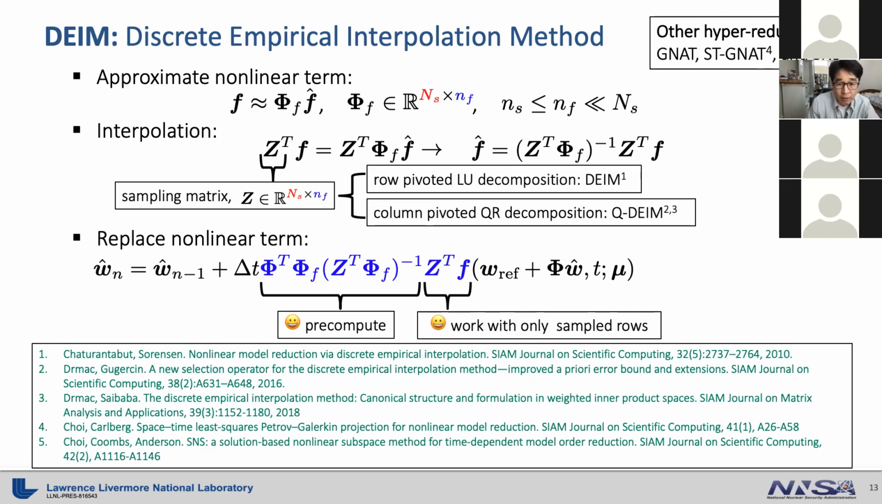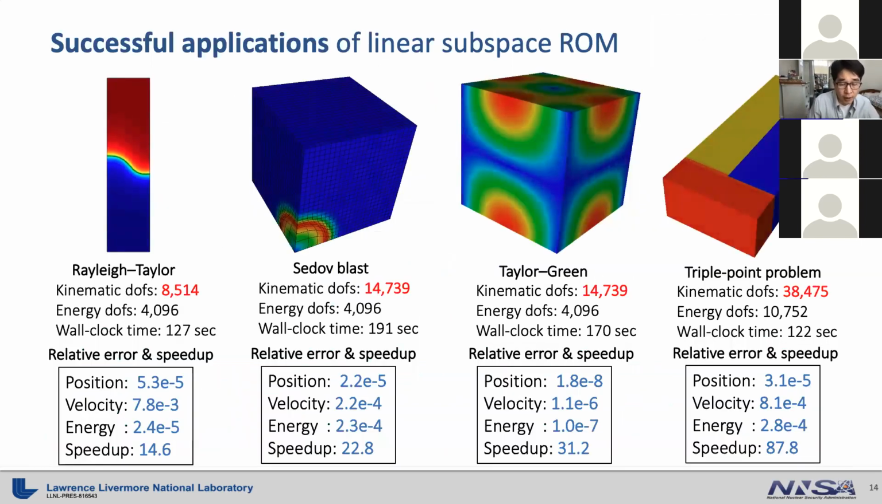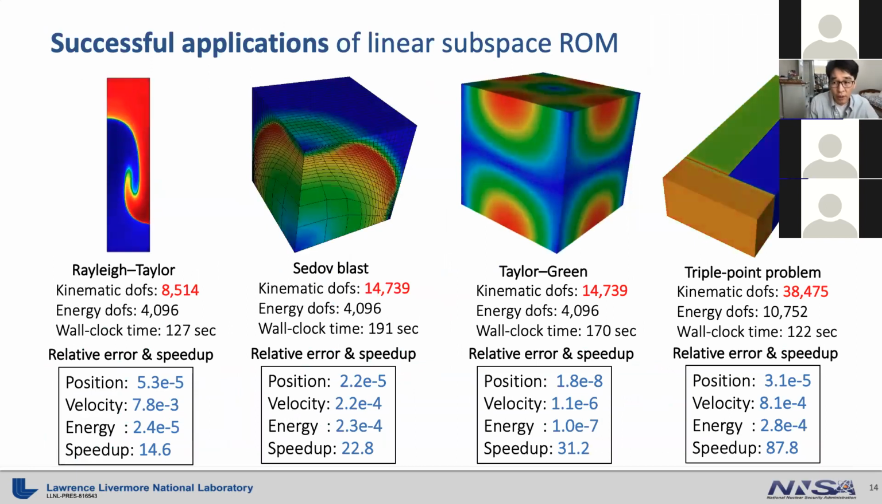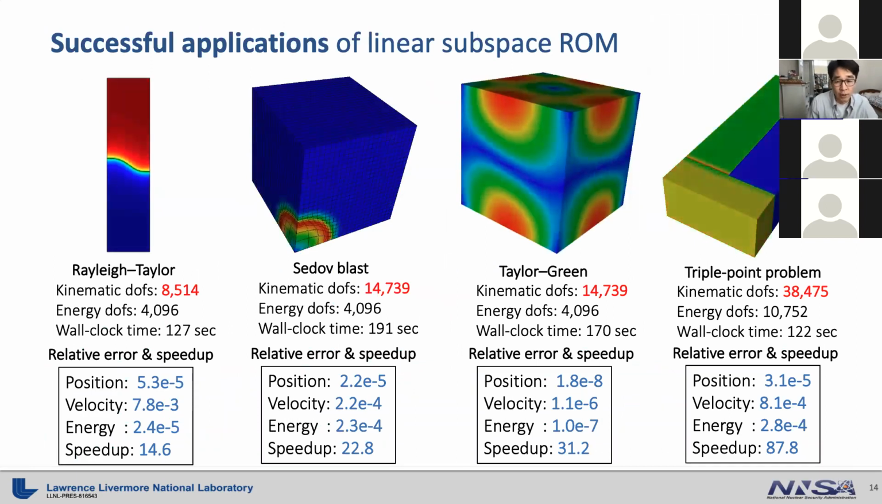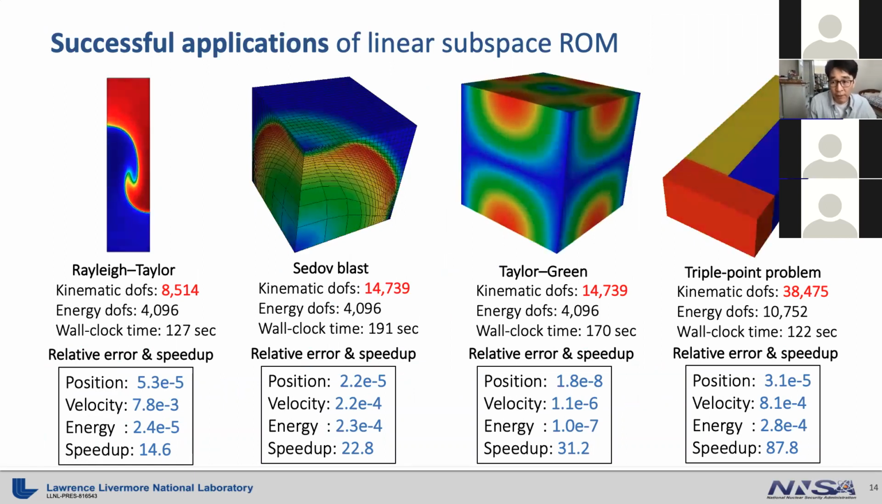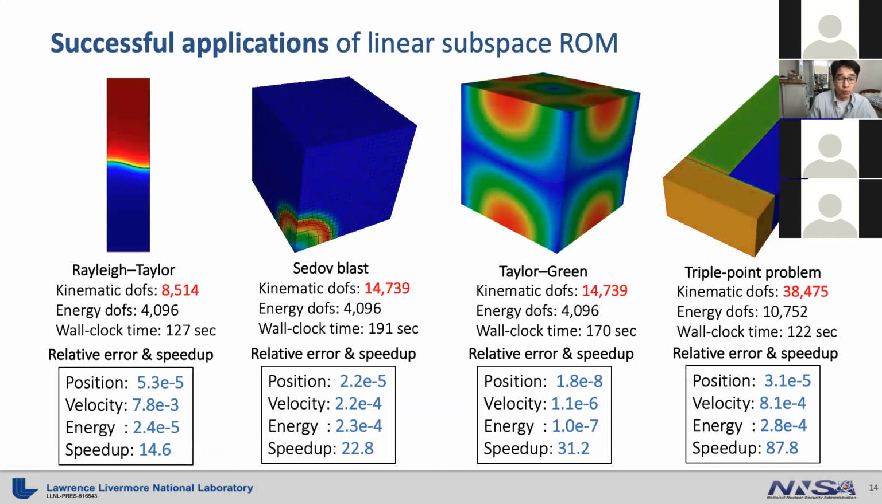Okay, this traditional projection-based linear subspace reduced model can be used to accurately accelerate various physical simulations, achieving a speedup of 10 to 1,000 with a relative error less than 1% or 5%, for example. This model has been successfully applied to several hydrodynamics problems. Here, you are looking at cases where the reduced models achieve a speedup of 14.6 to 87.8 with an indistinguishable accuracy level, a relative error around 0.1% or even less.